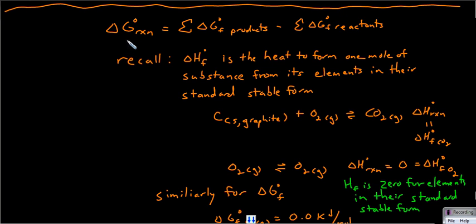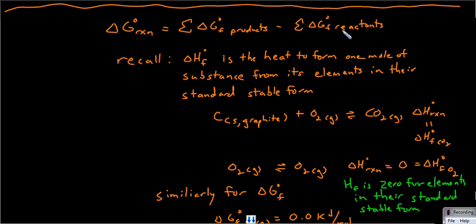The free energy change of a reaction can be found by summing the free energy changes of formation of the products and then subtracting the sum of the free energy change of formation of the reactants. This equation looks very familiar to you, perhaps because you've seen that the heat of a reaction is equal to the summation of the heat of formation of the products minus the heat of formation of the reactants.